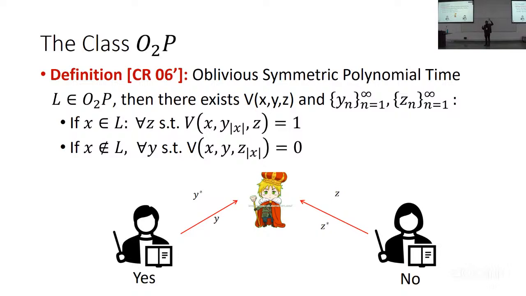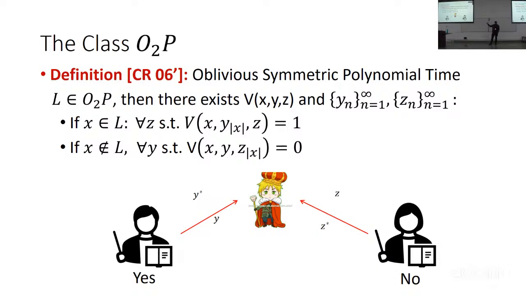So all satisfiable formulas have a single yes certificate, and all unsatisfiable formulas have a single no certificate. It doesn't matter, it's completely independent of X. I have a single yes certificate and a single no certificate. So my verifier does not even care what X is. So Y star and Z star are independent of X. Does that make sense? In S2P, my Y star and Z star could depend on X. Now it doesn't depend on X at all. It just depends on the length of X. So for all X's of the same length, they have the same Y star and the same Z star. That's why it's called oblivious. There's an oblivious version of S2P.